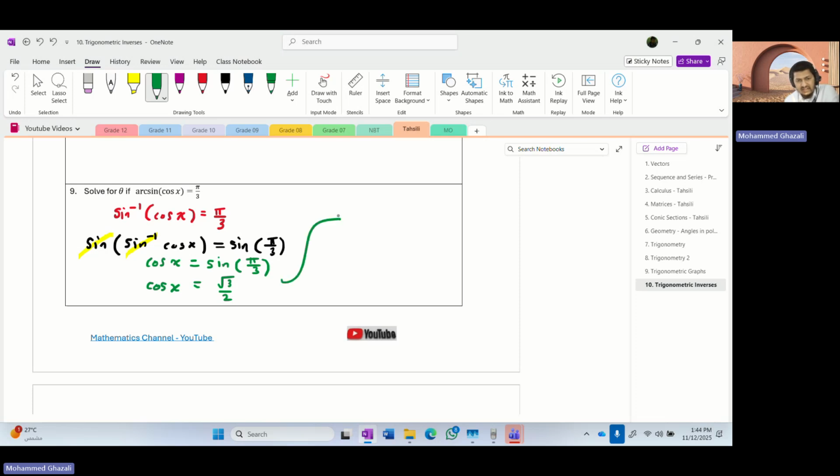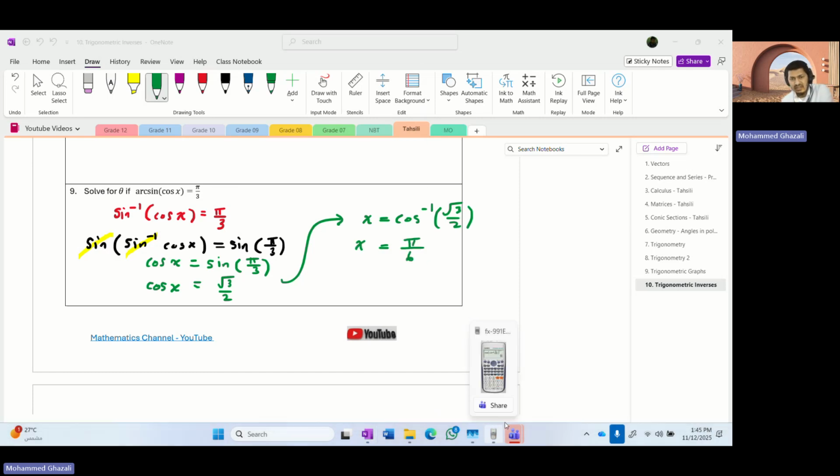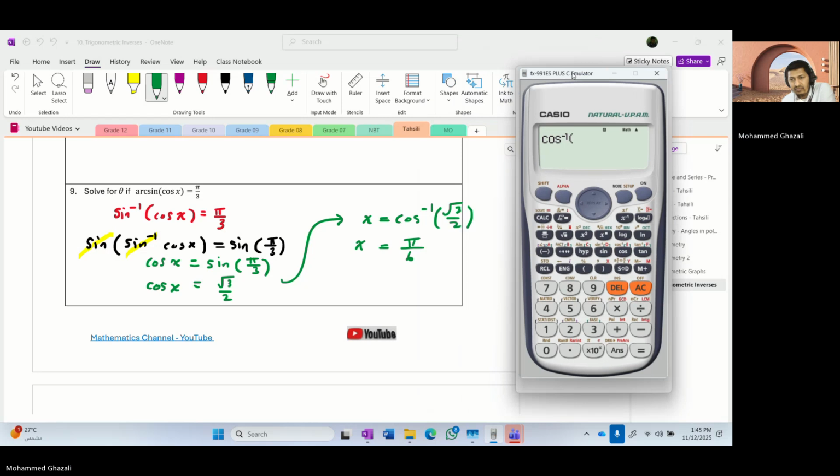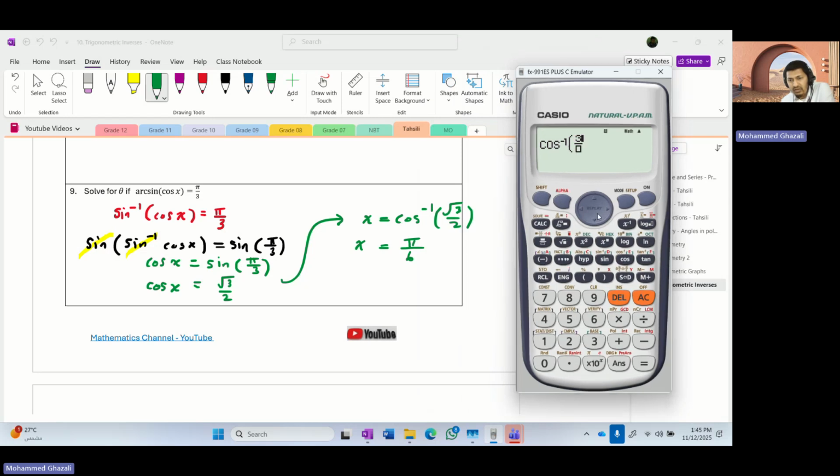So x is equal to cos inverse √3/2, and x is now equal to pi by 6. You can try that out on the calculator or use the special triangle: cos inverse √3/2, square root of 3 over 2, gives pi by 6, right?